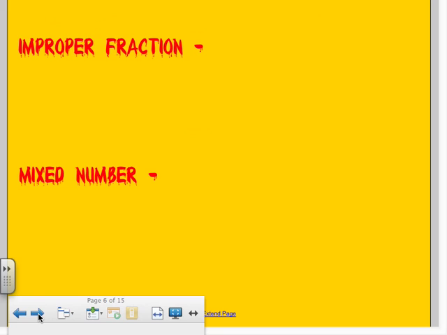All right, improper fractions and mixed numbers both represent numbers greater than 1. Okay, so improper fraction means the numerator, which is the top number, is greater than the denominator, the bottom number.